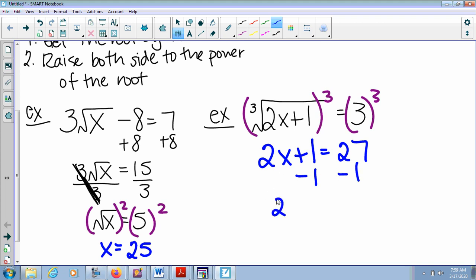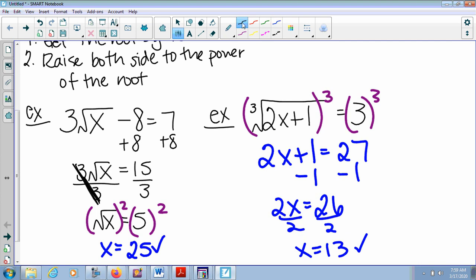Subtract 1. So 2x is 26. Divide by 2, and x equals 13. Go back and check. 2 times 13, 26, plus 1, 27. The cube root of 27 is 3. So we are good. Check, check.